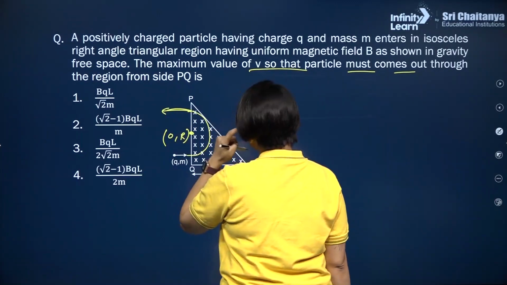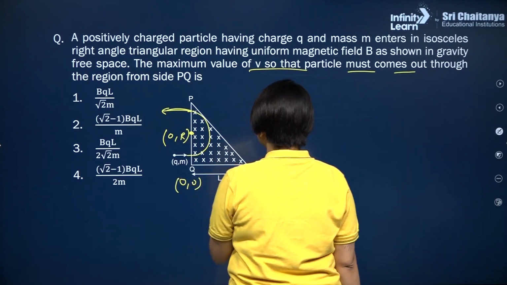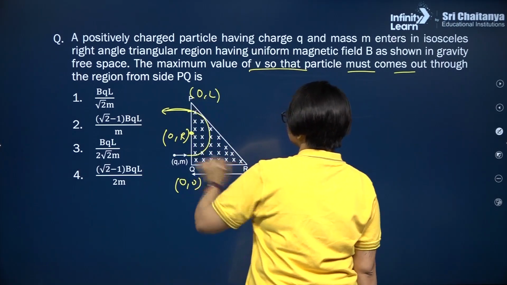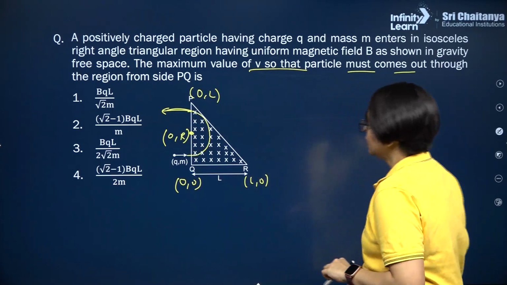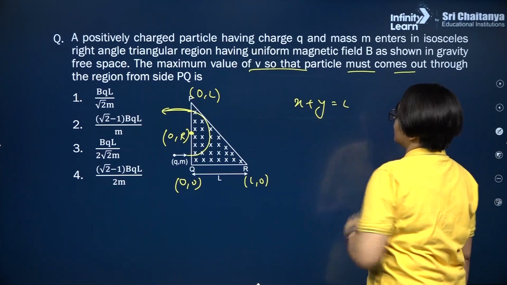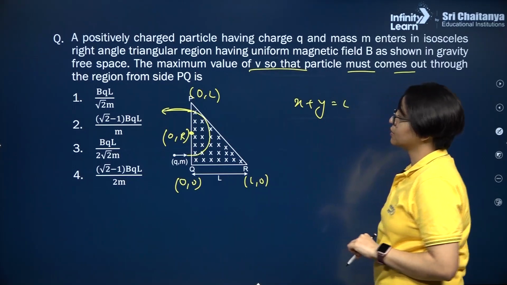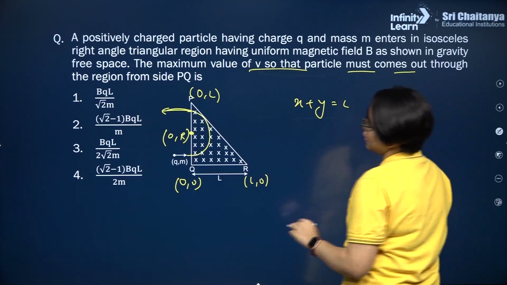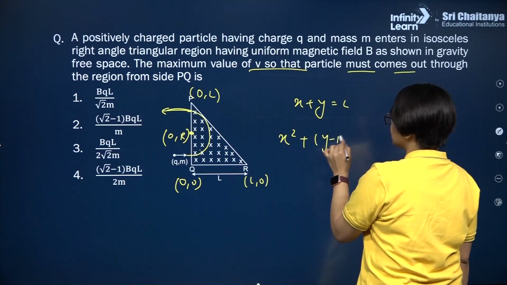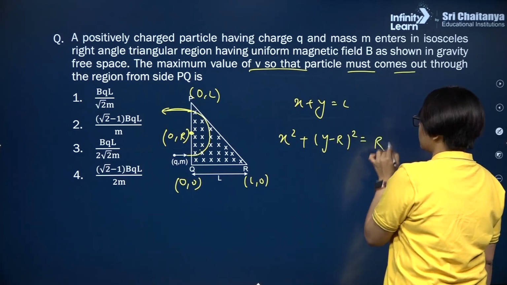If this is (0, 0), then this will be (L, 0), and this will be (0, L), because this is an isosceles right angle triangle. So the equation of the PR line is x plus y is equal to L, and the equation of this circle will be x square plus (y minus r) whole square is equal to r square.